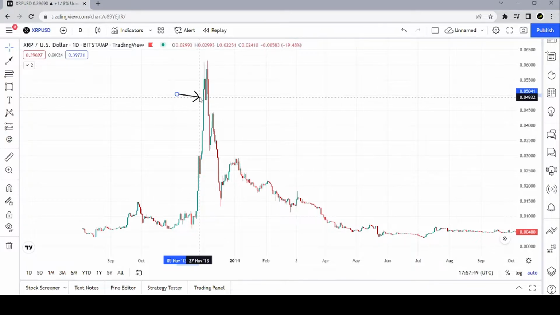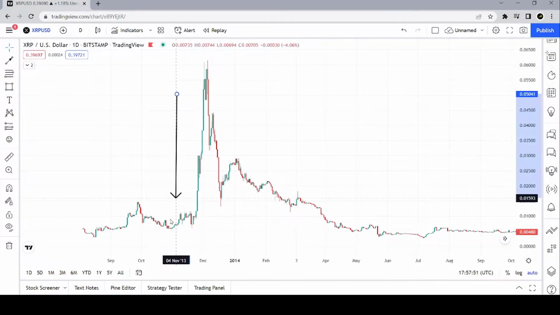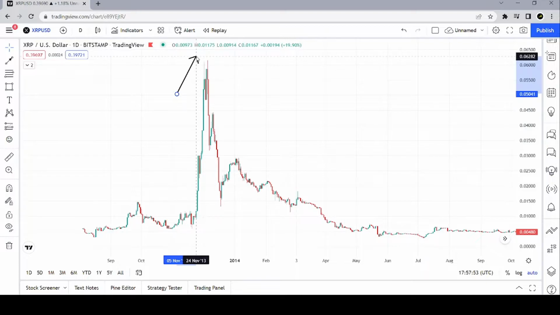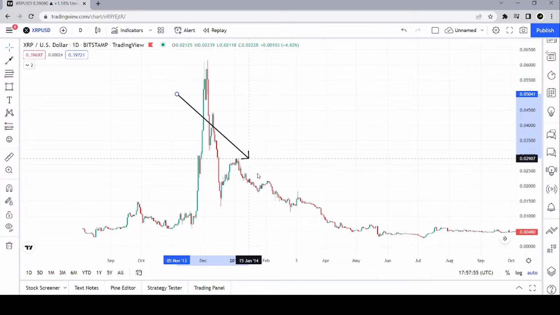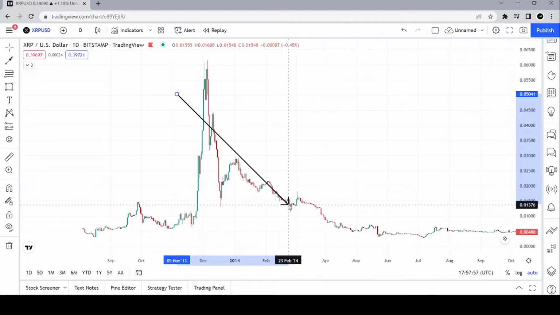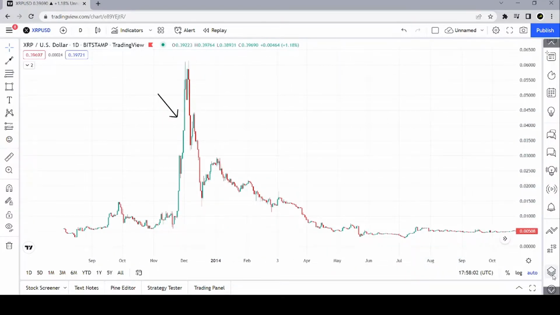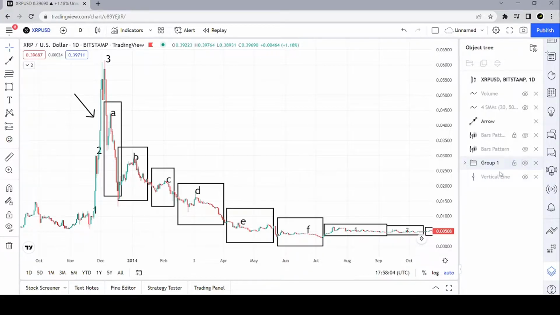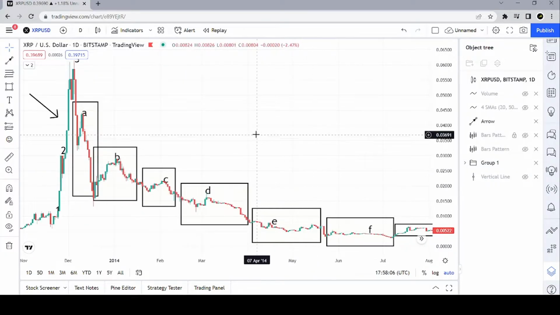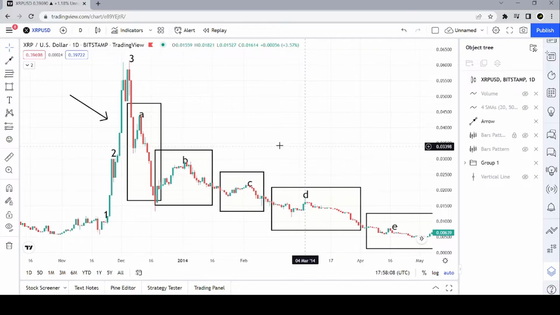The way I'm going to do this is I'm going to label it. Anything going up is 1, 2, 3. Things going down are A, B, C. And sideways is 1, 2, 3. All right. And I've already done the work, so I'm not going to take too much time here. But there are some important things to examine.